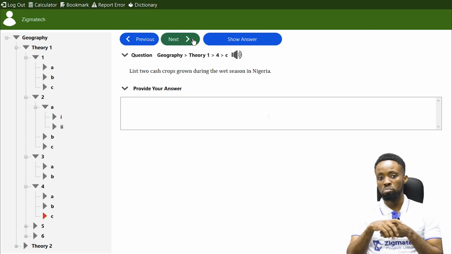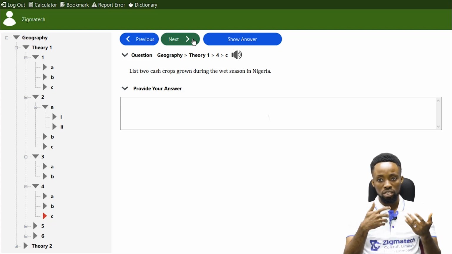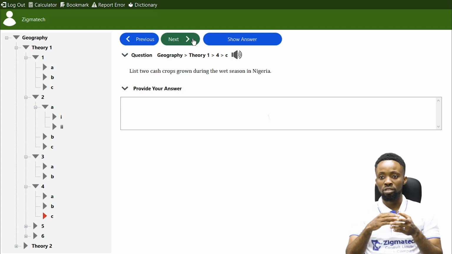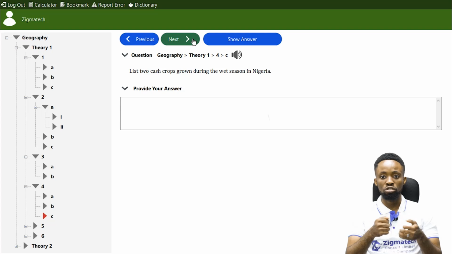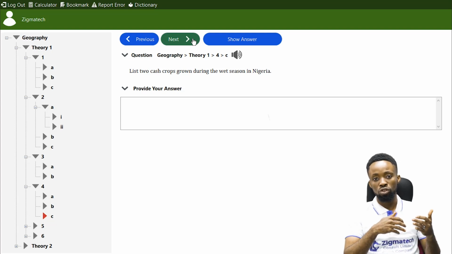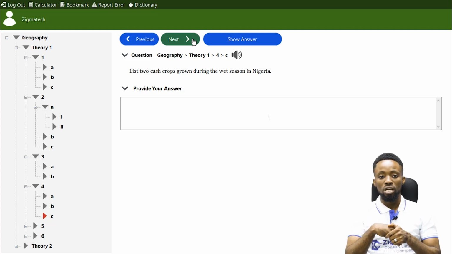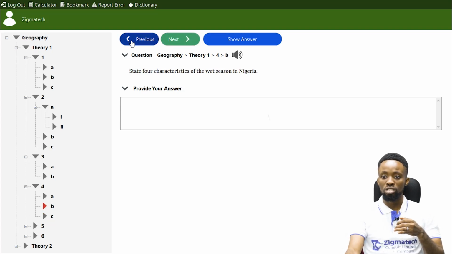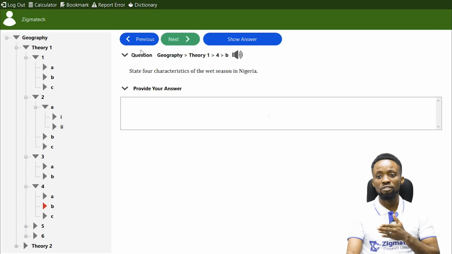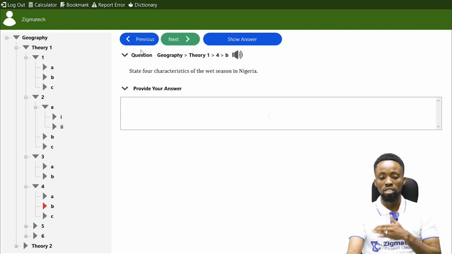We have the maize. These are popular cash crops that can be grown during the wet season in the southern part of Nigeria, and these cash crops can be used for the production of cereals, and also for the production of beverages that we consume in our various houses. Now the next one says, mention the characteristics of wet seasons in Nigeria.